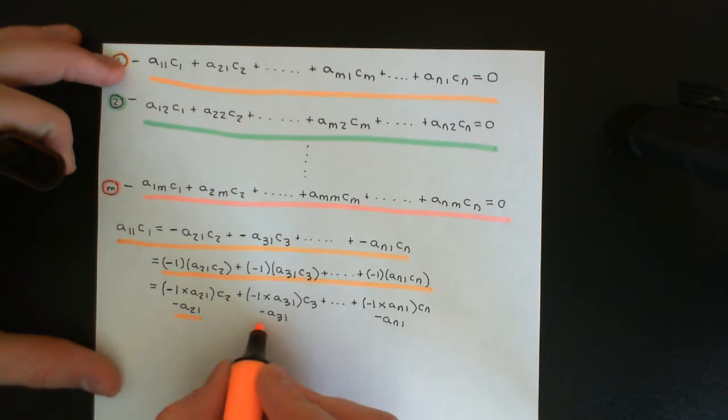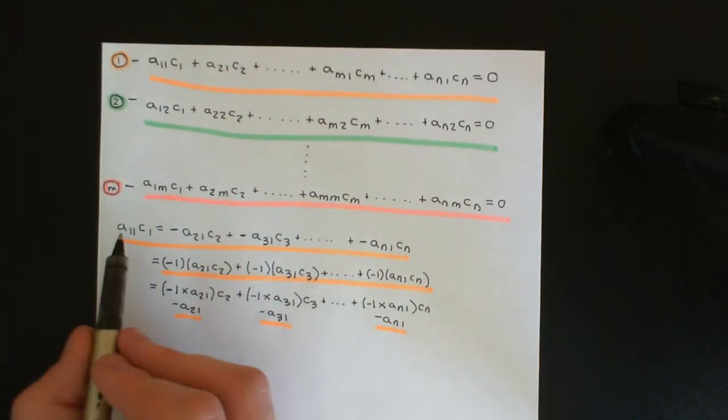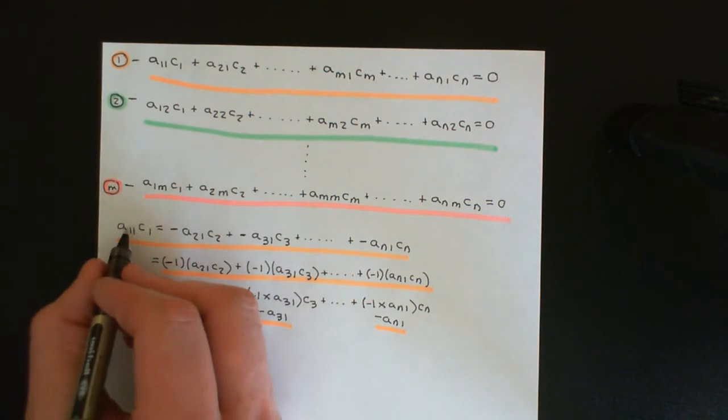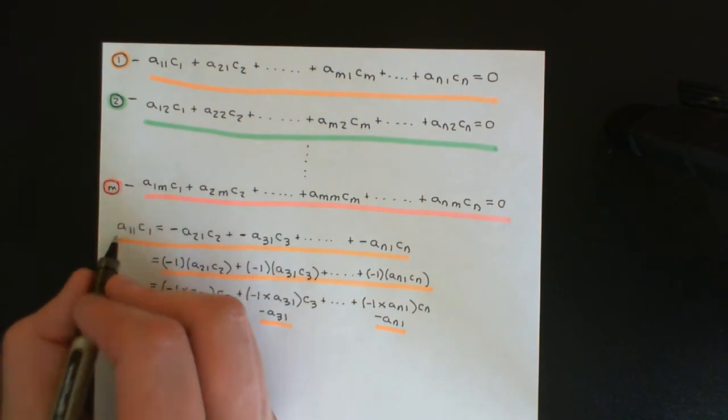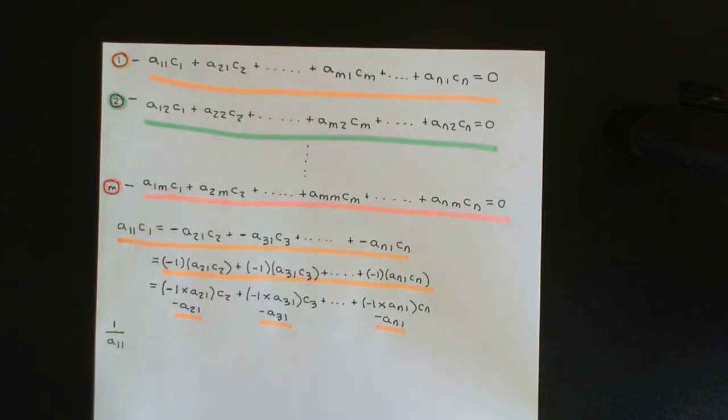Okay, and that's all perfectly valid field operations there. So now basically I have this written as a linear expression of all the others, C2, C3, Cn, just some element of the field multiplied by all of them. Then what I'm going to do is multiply both sides by the multiplicative inverse of A11.